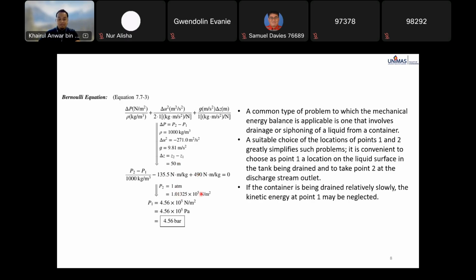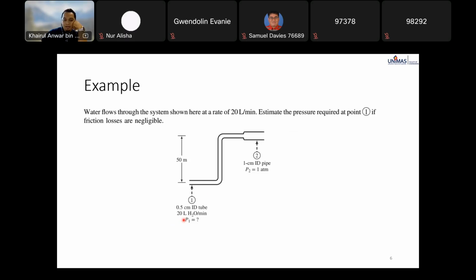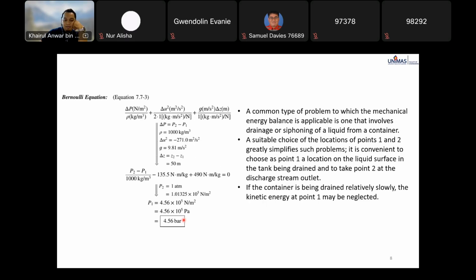Use this first, Newton per meter square, 101325 Newton per meter square to get kilograms. So the answer is 4.56.